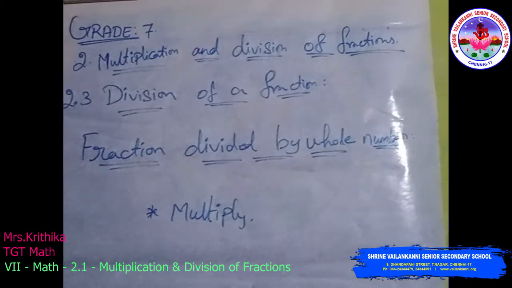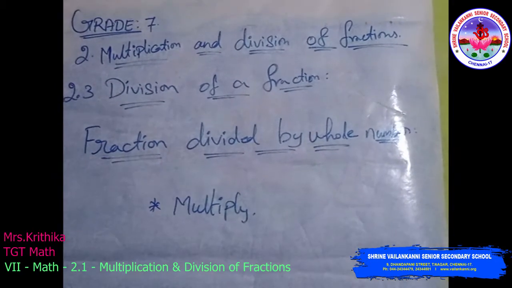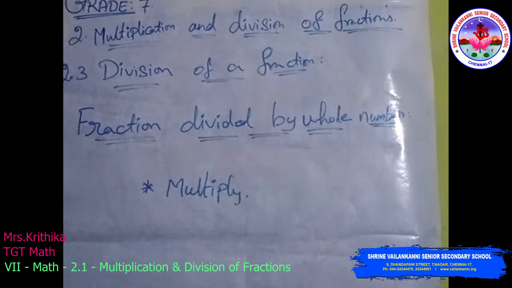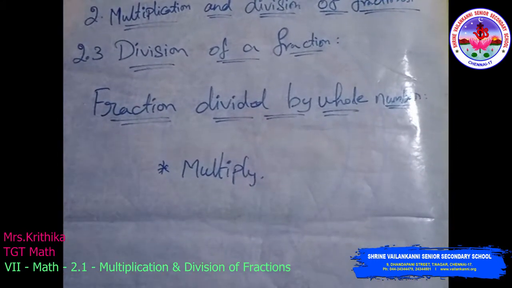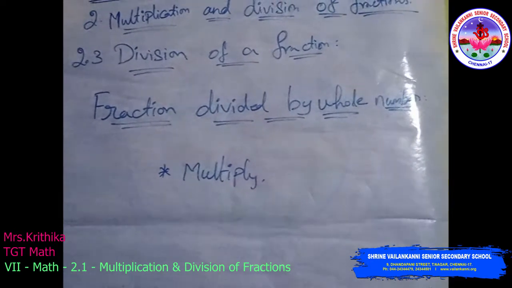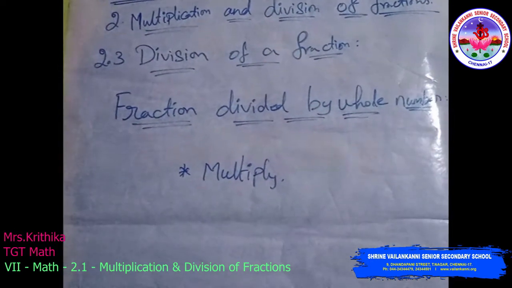Next one, fraction divided by whole number. To divide a fraction by a whole number, the method is to multiply the fraction with the reciprocal of the whole number. Simplify the final fraction.